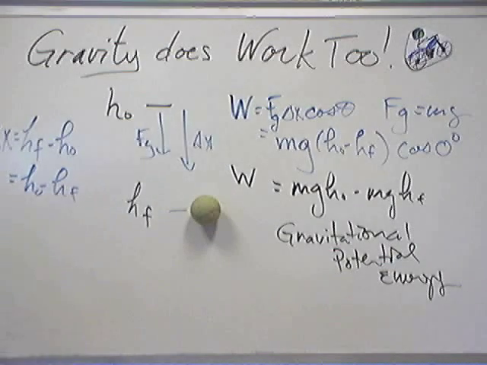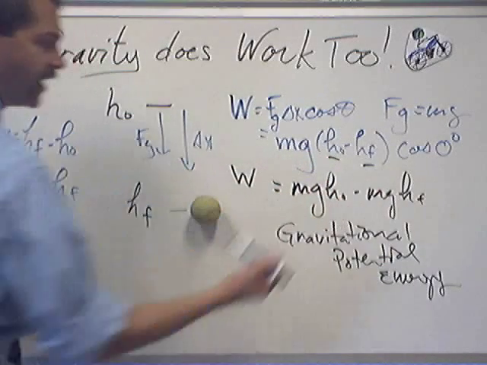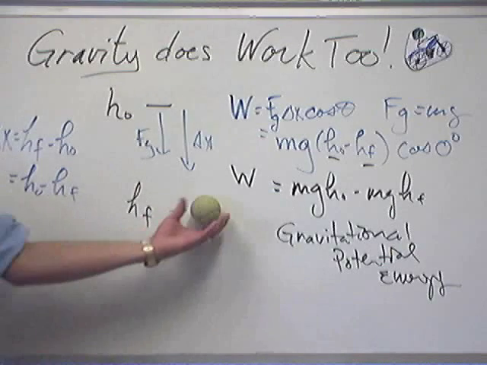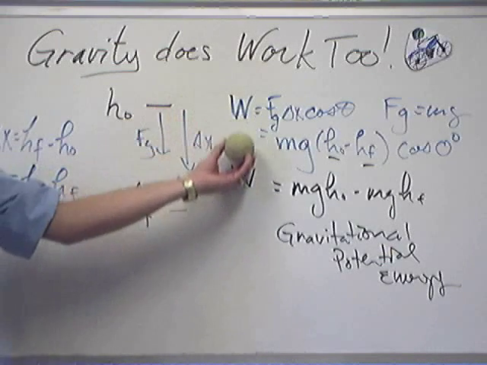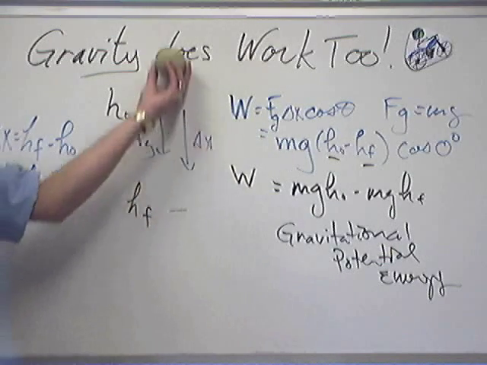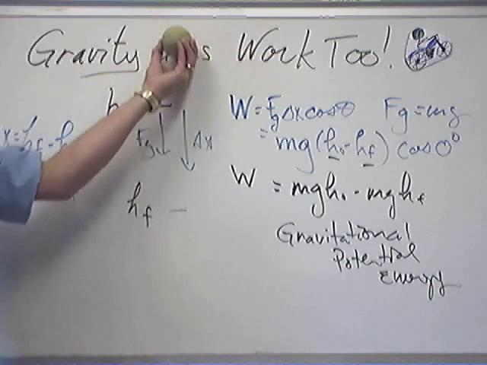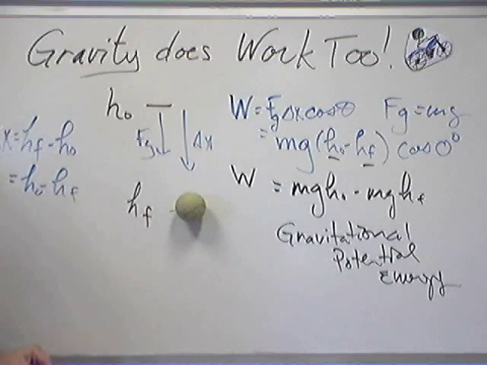So notice, all I'm looking at are my final and initial positions. It doesn't matter how this ball got here. It could have gotten around like this. Could have gone up and over and down. Could have gone down and bounced back up. The total work, the net work done on it, is still mg delta h. So what does this mean?